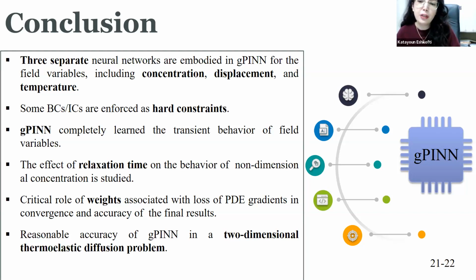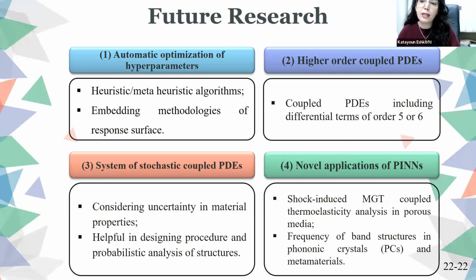For our research directions, we have several exciting avenues to explore. Firstly, one of the major challenges in the multi-neural networks is the fine-tuning of hyperparameters. To address this, we are considering the implementation of an intelligent approach to automatically tune these hyperparameters. This could involve incorporating heuristic or meta-heuristic algorithms or exploring methodologies like a response surface method.